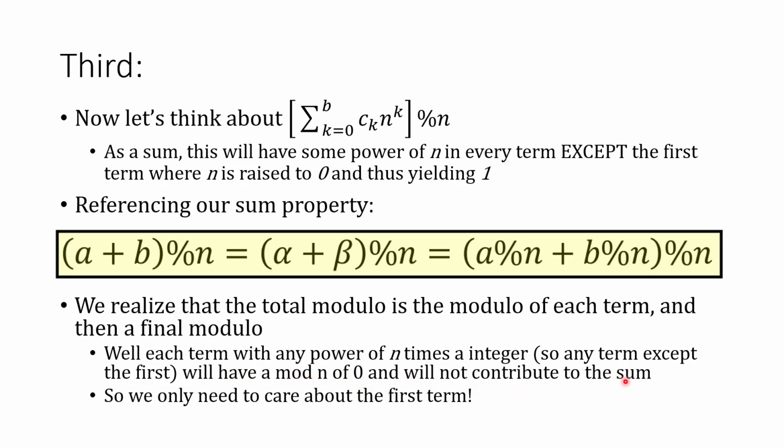It will not contribute to the sum, because every term is just going to be some whole number times some power of n. That's just going to be a bunch of n's. So you're going around the circle 100 million times, whatever, but you're still back to 0. So really, we only need to care about the first term, which doesn't possibly bring us back to 0. It's just C0. Everything else in the sum is just a bunch of full revolutions around the clock that will yield us nothing.